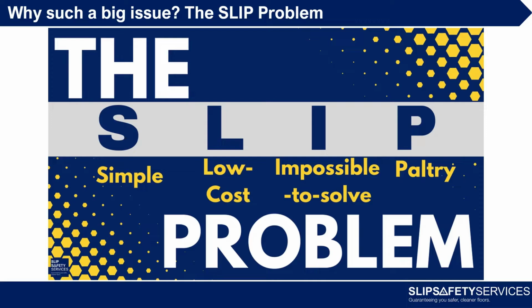And the four misconceptions that I see again and again and again, I've summarized in this acronym of SLIP. So S for simple, L for low cost, I for impossible to solve, P for poultry. So these are the beliefs that people have that we need to try to overcome. Let's run through those.